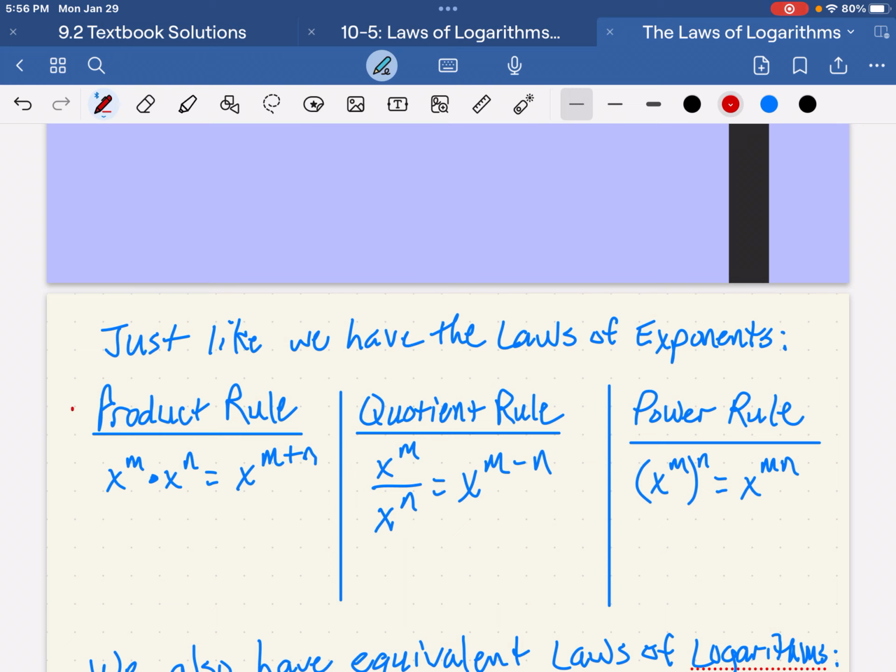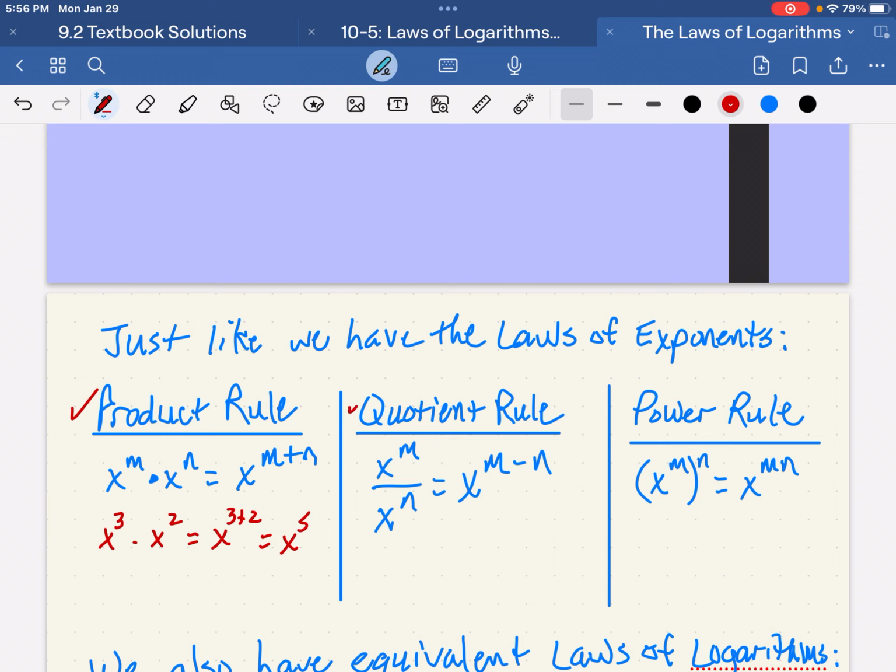So do you remember the product rule from middle school math? X to the m times x to the n equals x to the m plus n. That's the law that says x cubed times x squared equals x to the 3 plus 2 equals x to the 5th. You just kind of take it for granted.